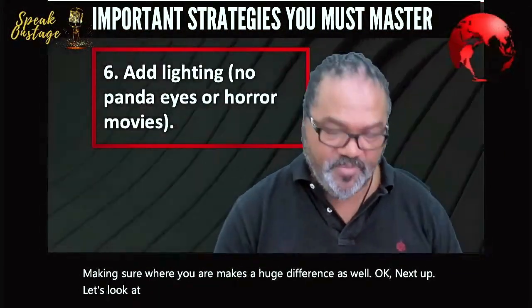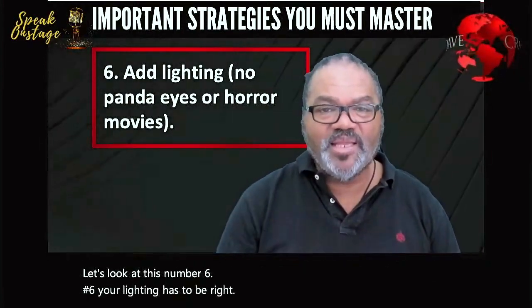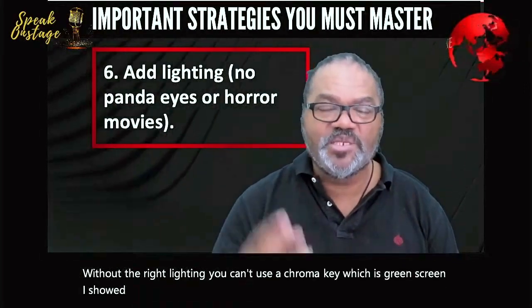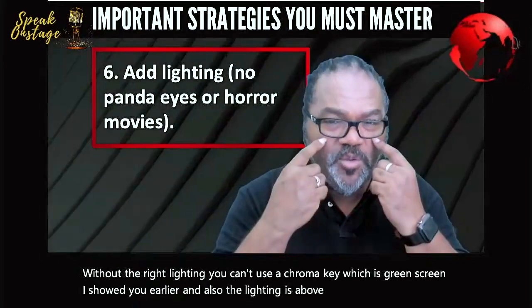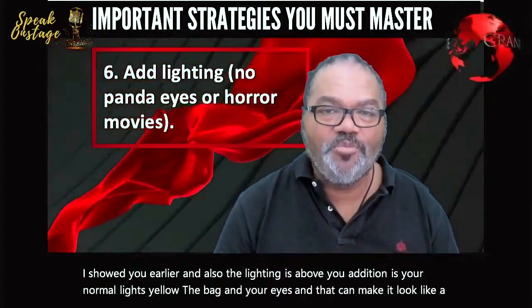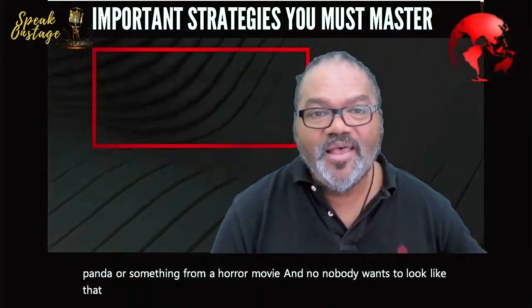Number 6, your lighting has to be right. Without the right lighting, you can't use the chroma key, which is the green screen I showed you earlier. And also, if the lighting's above you, you just use your normal lights, you end up with a bag under your eyes. And that can make you look like a panda or something from a horror movie. And no, nobody wants to look like that, not even me.